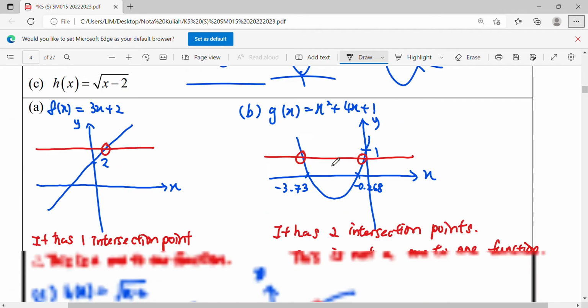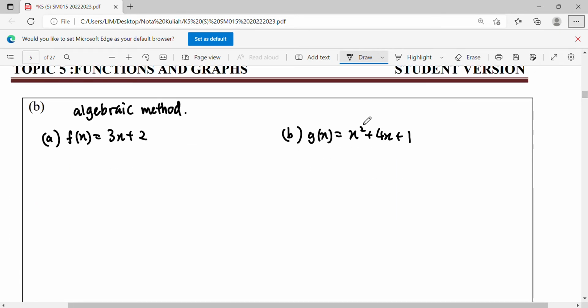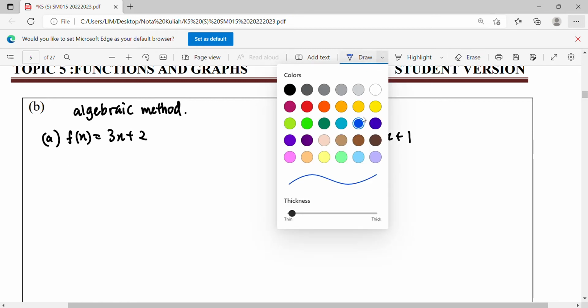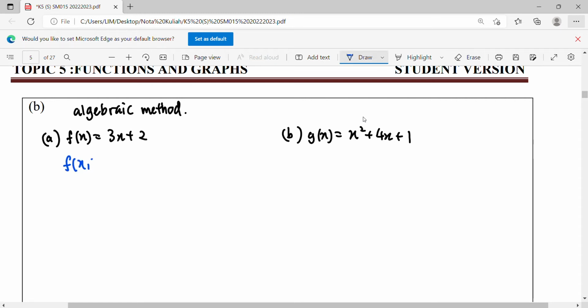So we discuss our question A. To perform the algebraic method, we will substitute x1 into the function and set it equal to substituting x2 into the function. So start with this equation. When you substitute x1 into the function, it will become 3x1 plus 2. Then when you substitute x2 into the function, it will become 3x2 plus 2.